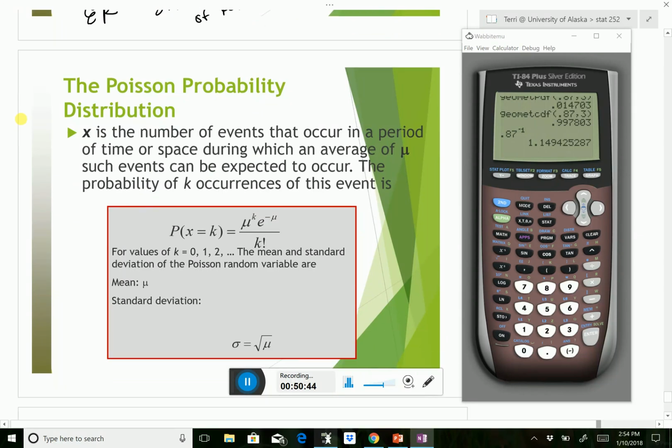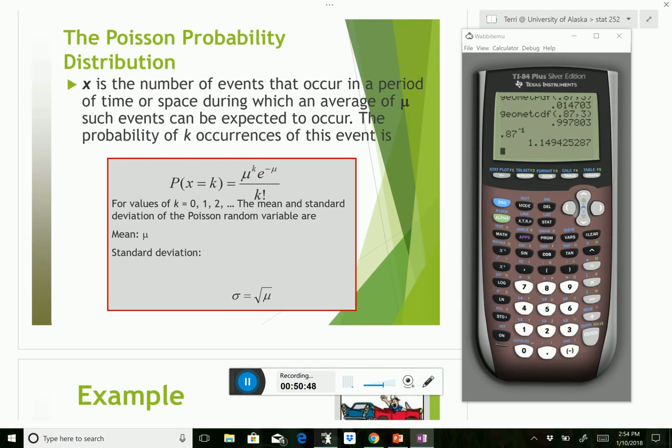Okay, so let's take a look at what it looks like. The probability of K is, so this is the parameter mu. It's also the mean, the average number of such events expected to occur. E is Euler's constant, that 2.718-ish constant that you learned about in algebra, to the negative mu, over K factorial. And K can be 0, 1, 2, and so on forever. But just like in geometric, eventually the probability gets so small that you don't even really need to list it anymore. And the mean is mu, and the standard deviation is the square root of mu. Very, very simple.